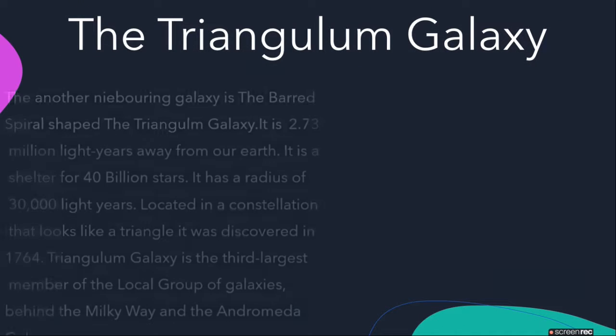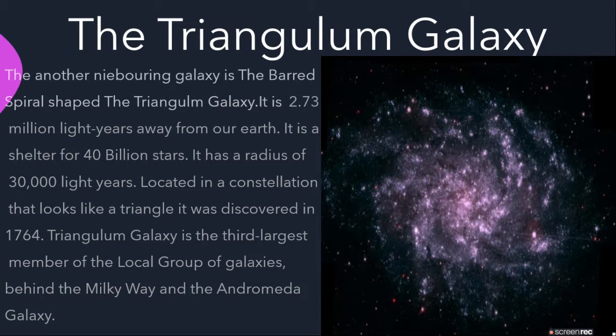The Triangulum Galaxy. Another neighboring galaxy is the spiral-shaped Triangulum Galaxy. It is 2.73 million light-years away from our Earth. It is a shelter for 40 billion stars. It has a radius of 30,000 light-years. Located in a constellation that looks like a triangle, it was discovered in 1764. The Triangulum Galaxy is the third largest member of the local group of galaxies, behind the Milky Way and the Andromeda.